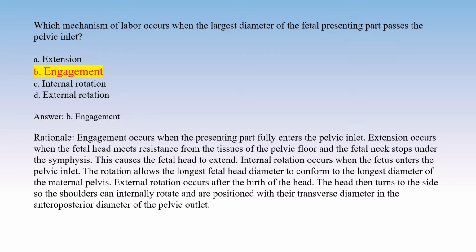Internal rotation occurs when the fetus enters the pelvic inlet. The rotation allows the longest fetal head diameter to conform to the longest diameter of the maternal pelvis. External rotation occurs after the birth of the head. The head then turns to the side so the shoulders can internally rotate and are positioned with their transverse diameter in the anteroposterior diameter of the pelvic outlet.